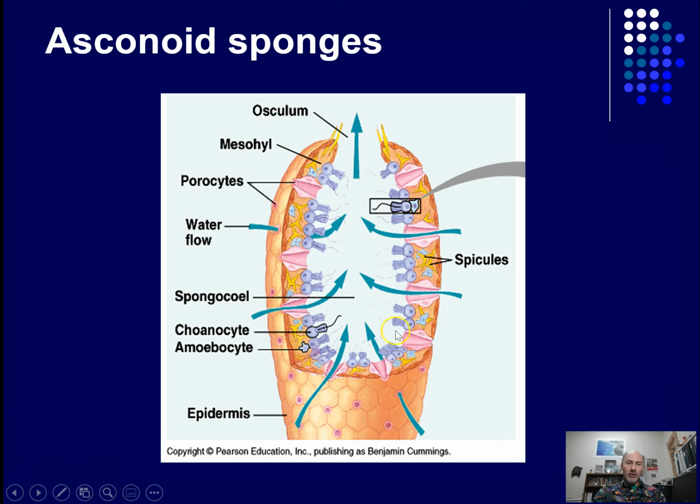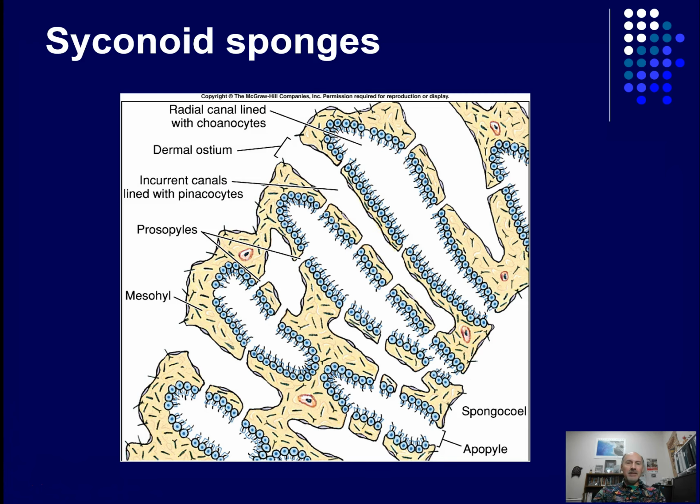If you add more and more layers of mesohyl and try to bury cells into the inside, suddenly cells are not able to have direct access to oxygen and other dissolved minerals that they need to survive, so they can't get very big. But there are bigger sponges out there. Why is that? Well, you start creating folds in the body. And so we can go to the next type of body, which is called a syconoid sponge.